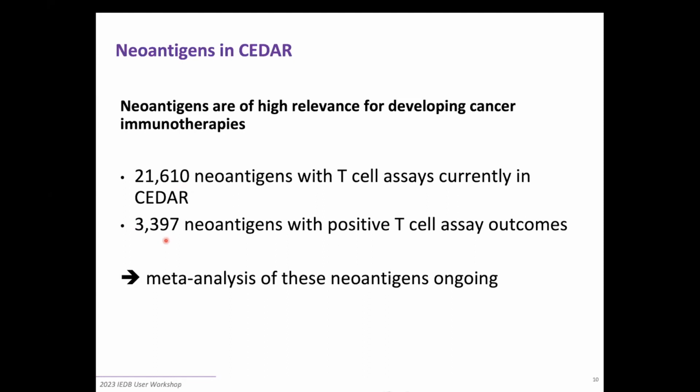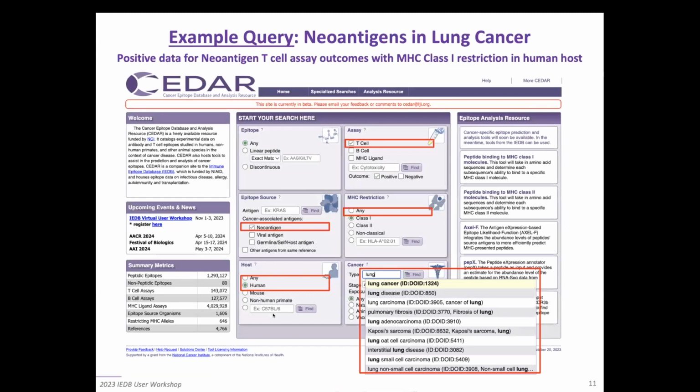So this is a good amount of data we have here together, and that we can do some statistical analysis on. And this is actually a project we are currently working on to understand what makes a neoantigen being recognized by T cells, and what are specific features that might be important to consider in future analysis. So I want to show you now some example queries.